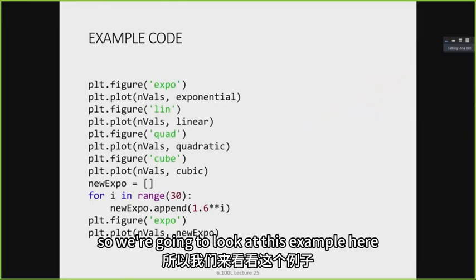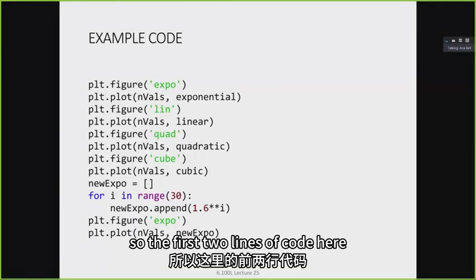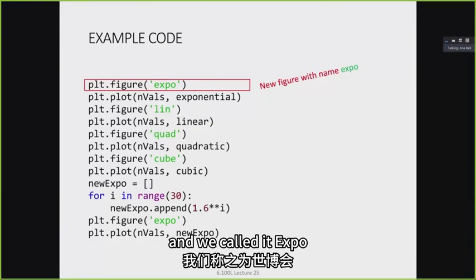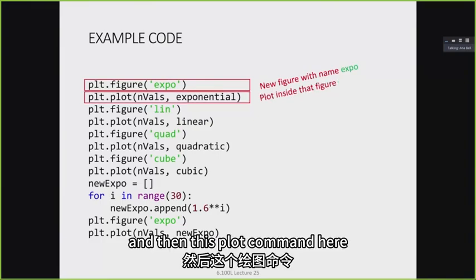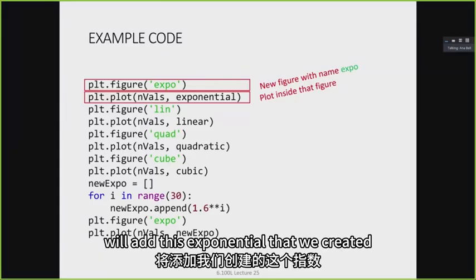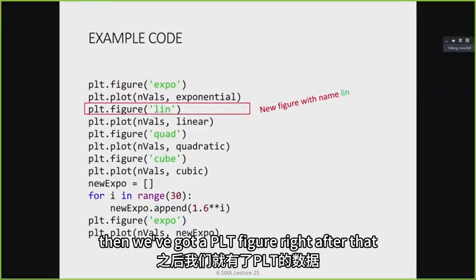Okay? So we're going to look at this example here. We've got a whole bunch of stuff being plotted. So the first 2 lines of code here, first we've got a new figure being created, and we called it expo. And then this plot command here, coming up right after the figure, will add this exponential that we created to that expo figure. Then we've got a plt.figure right after that.